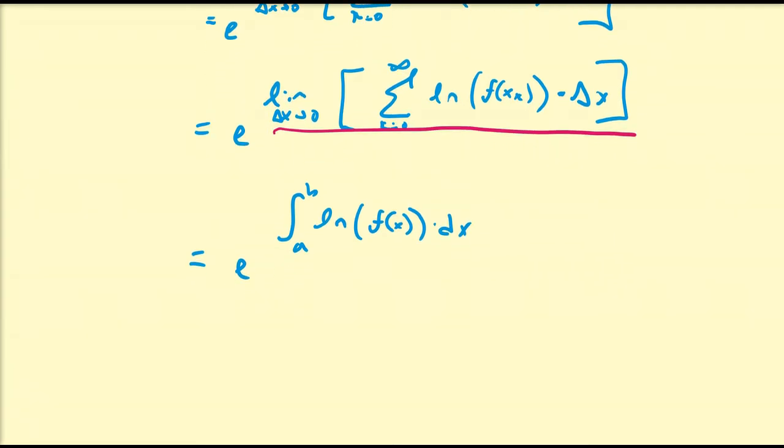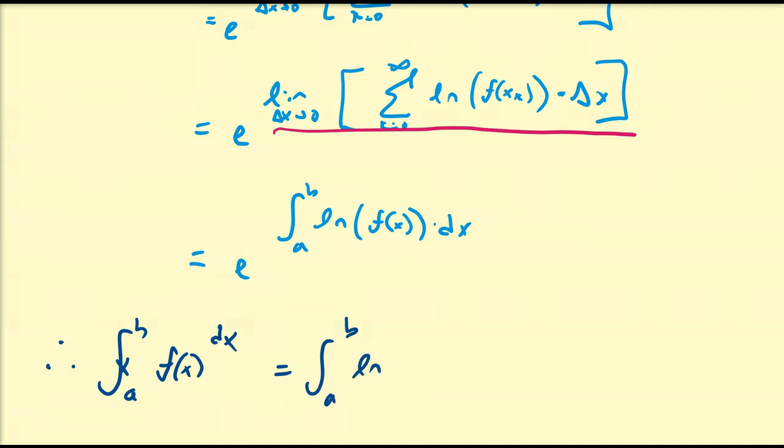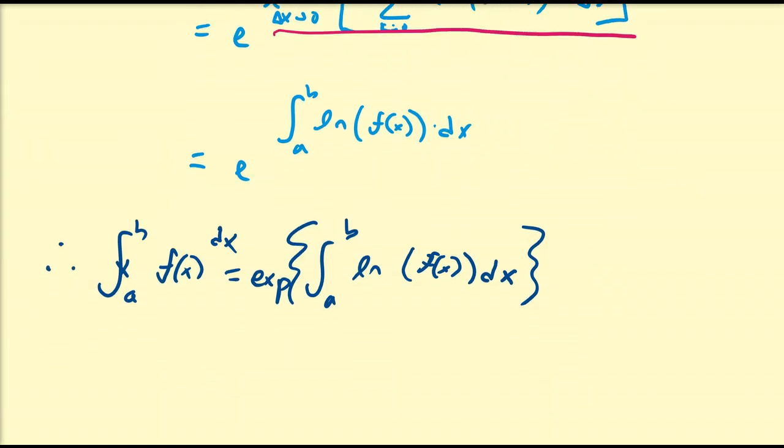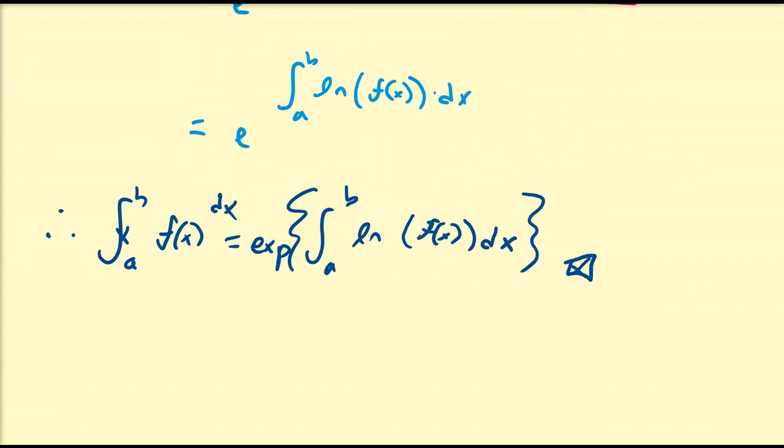So therefore we have this connection. The product integral from a to b of f of x to the dx is equal to the standard integral from a to b of the natural log of f of x dx, and this integral is exponentiated. Sometimes you'll see this written as e equals exp of the standard integral. And that is the connection between product and sum integrals.